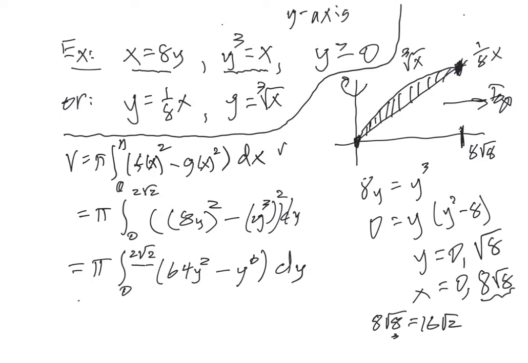So we can describe the region either way, functions of x, functions of y. But because we're rotating about the y-axis, and presumably when this problem was assigned, the disk washer method was the only method we knew, so that dictates functions of y.